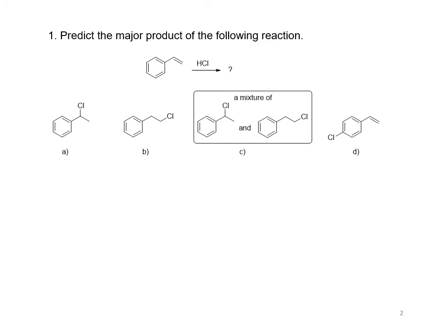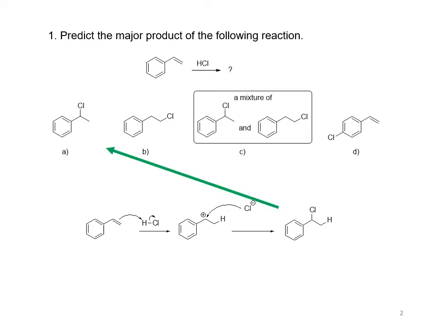So first question, predict the major product of the following reaction. So we have reaction of a vinyl group on benzene ring. So that's styrene. So reaction of styrene with hydrogen chloride. And so reaction proceeds in such a way that less substituted carbon forms bond with hydrogen to give benzylic carbocation. It's much more stable compared to alternative primary carbocation. And then reaction with chloride anion, the nucleophile, gives the final product.